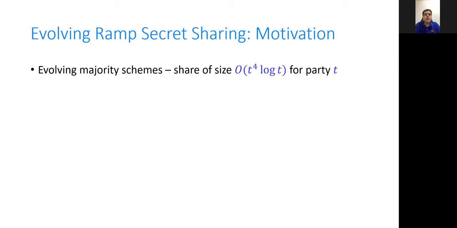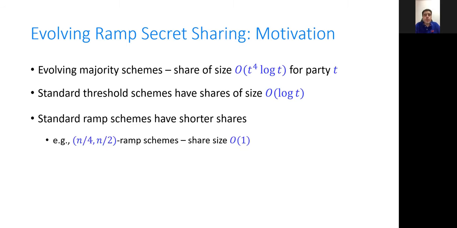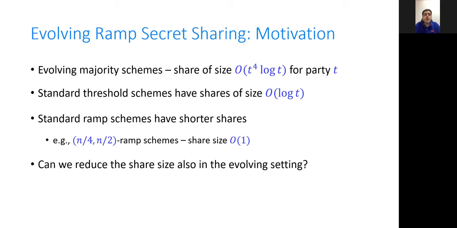The motivation for learning evolving RAM-based secret sharing: as we know, the evolving majority requires share size 2 to the 4 log t. Standard threshold schemes require share size log t, while the standard RAM scheme introduces an improvement compared to the threshold scheme and, for some parameters, is realized by share size of order one. So we ask if we can reduce the share size also in the evolving setting. And by a previous work, we know that the answer is yes, we can.